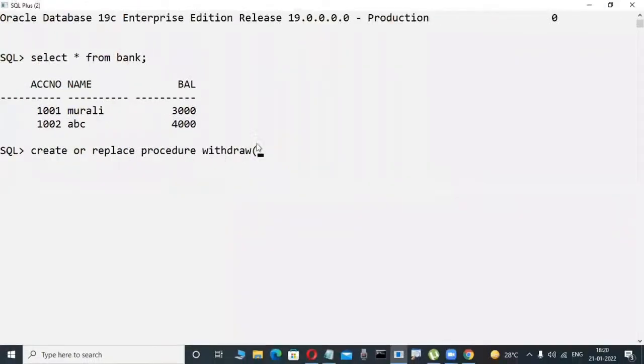Now here, create or replace procedure withdraw. Suppose here I'm passing the account number. Okay, fine. Account number I'm passing. Again, the amount I'm also passing, because I try to withdraw, like with an ATM card. And now here, the amount. Now some coding is there. I want to find out the balance. Whenever we are inserting an ATM card, then we are trying to retrieve and check the balance.